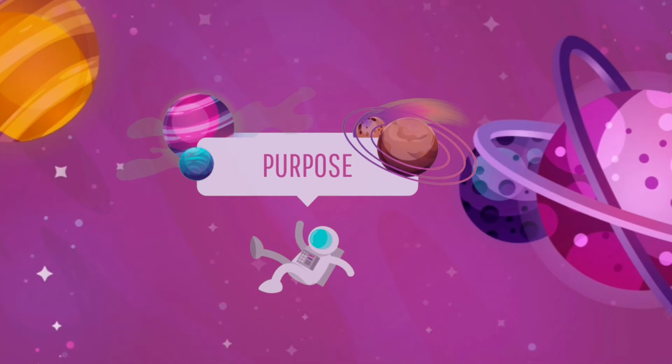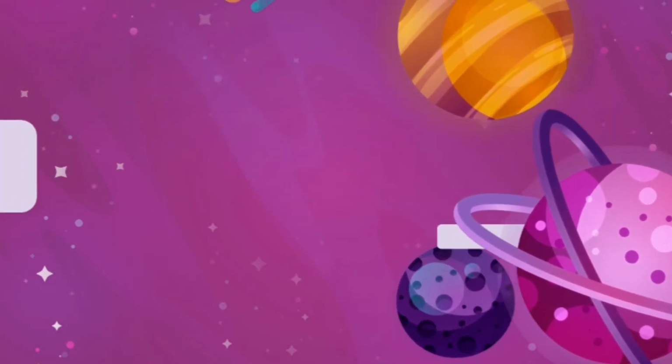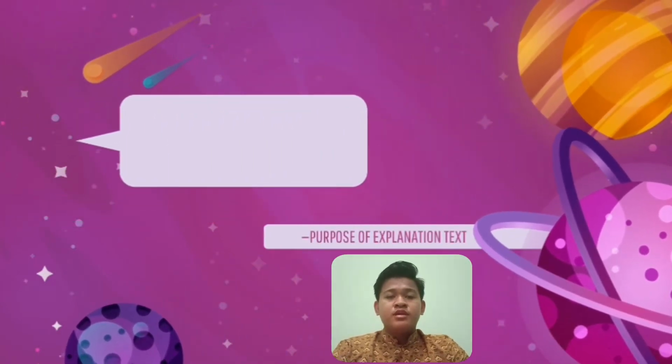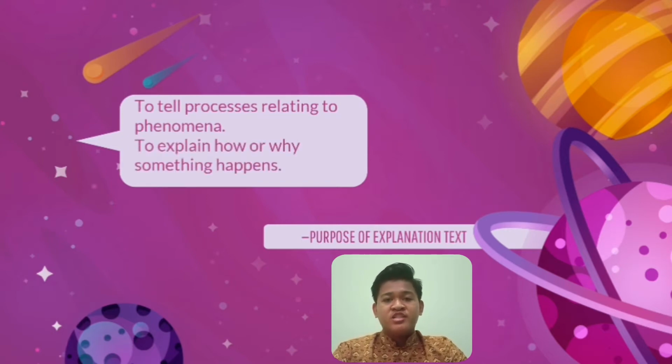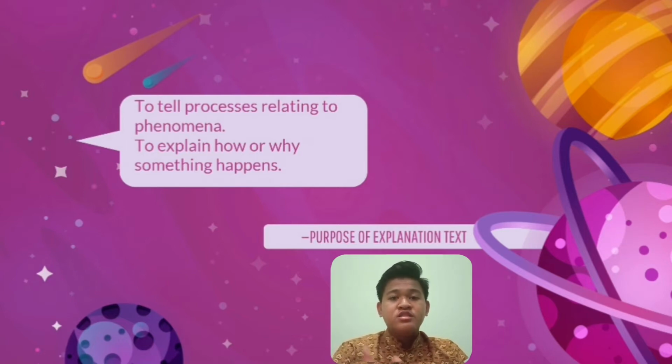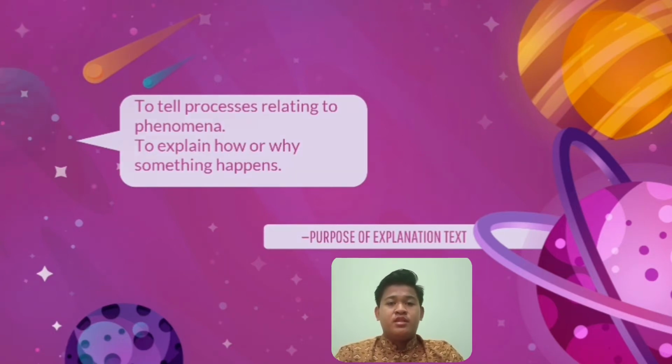Our next destination is the purpose of an explanation text. The purpose of explanation text is to tell the reader or to explain how or why something happens, like how or why phenomena occur in nature. As an example, a phenomenon is like how the planets and the solar system were created.